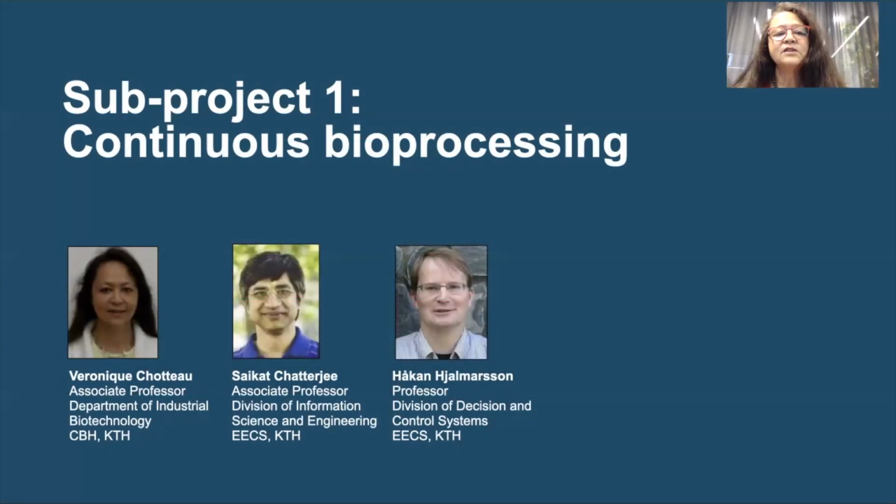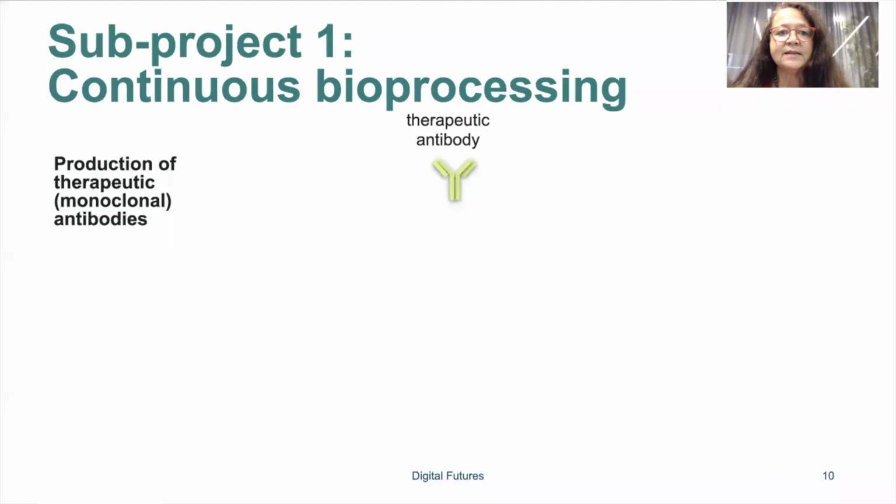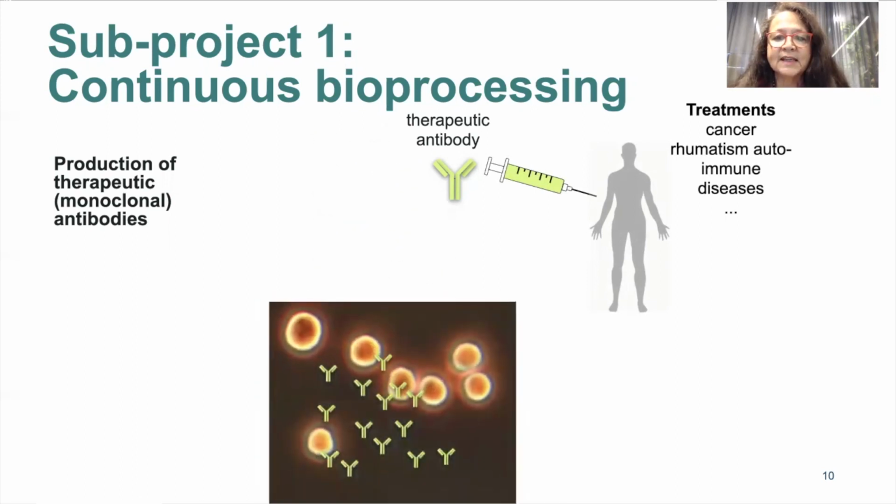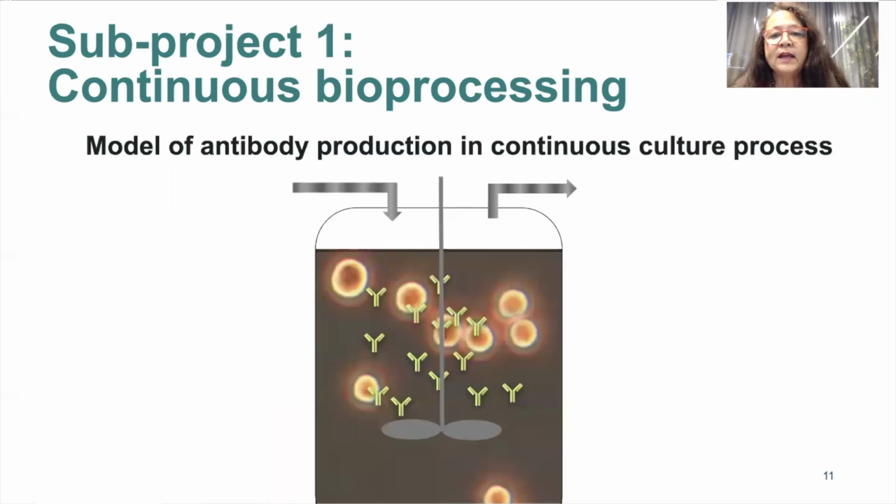And now about sub-project 1, which is about continuous bioprocessing and gathering 3 of the PIs. Continuous bioprocessing for the production of therapeutic antibodies. Antibodies are large molecules which are used for the treatment of cancer or diseases like rheumatism. These are produced in bioreactors by mammalian cells. We are working on continuous production of these type of molecules.